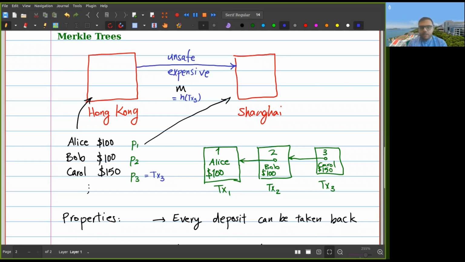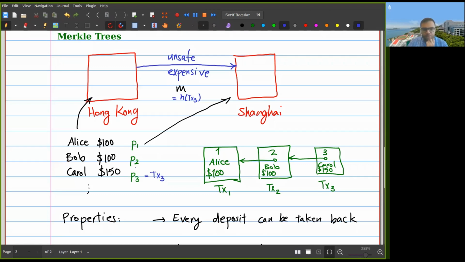Now here we run into a problem. The problem is that the other branch has the hash of the last transaction. So it has the hash of Carol's transaction, whereas Bob's transaction was transaction number 2. And it might be that Carol has not gone to the other branch to take her money back yet. So maybe Carol wants to go later, but Bob wants to go sooner and take his money back.